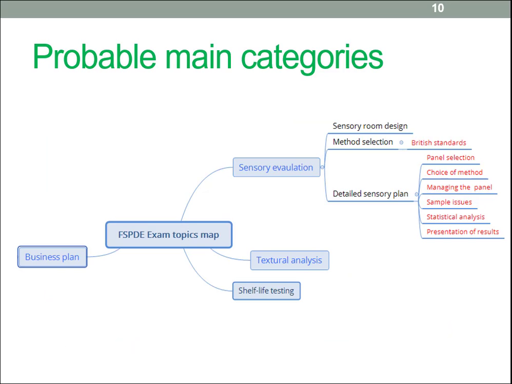These are the main categories: sensory evaluation, texture analysis, shelf life, and a business plan. Now we'll talk about this. I may just have you do sensory evaluation and textural analysis, and I already have some material for shelf life testing and business plan. I'll give us more space in the module to do tutorials around this.